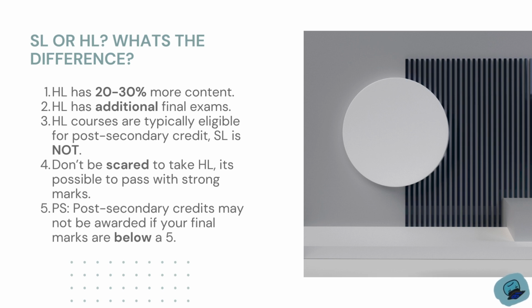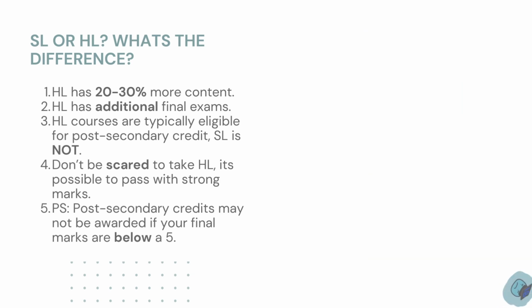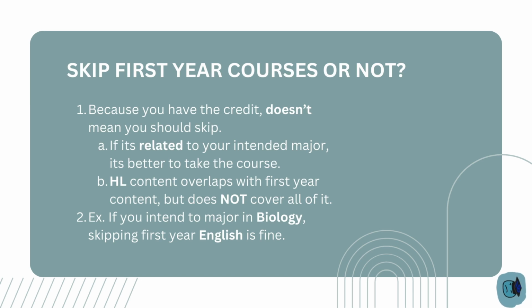As a warning for any students taking chemistry or math HL, they are among the more difficult courses in the IB program. If you do take HL sciences like chemistry, biology, or physics, and intend on studying sciences in university, do not get the credits and skip the first year courses. It's better to sit through those courses.